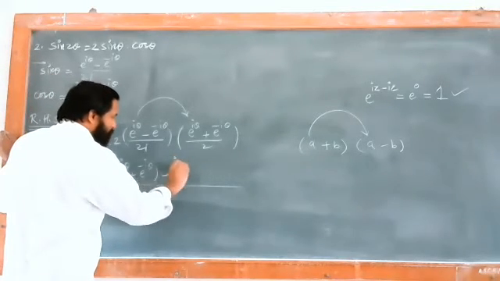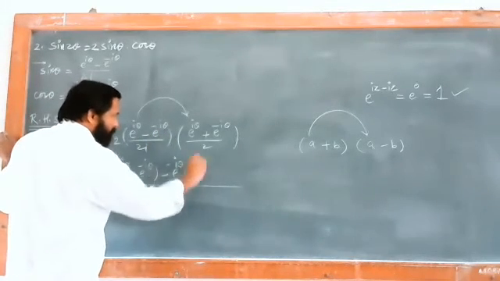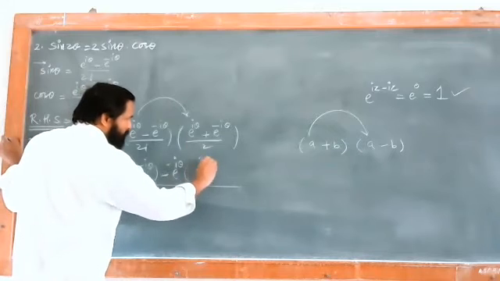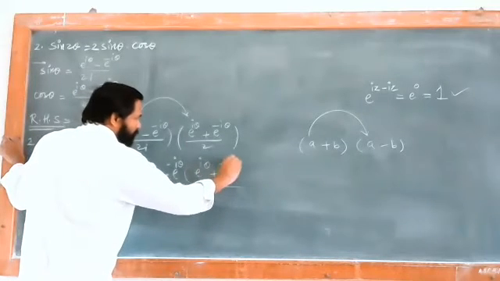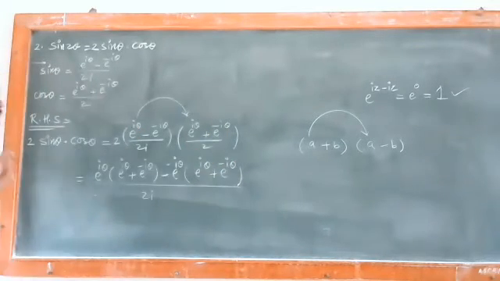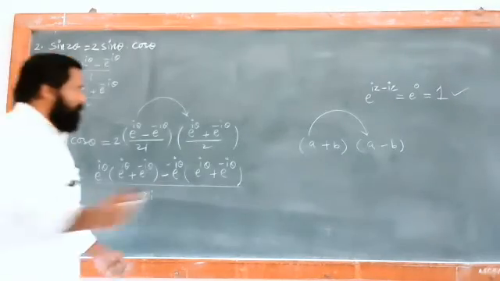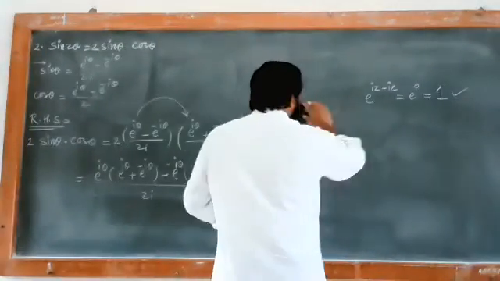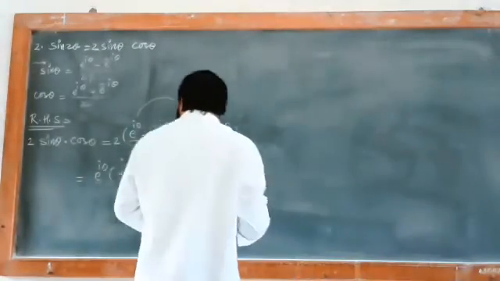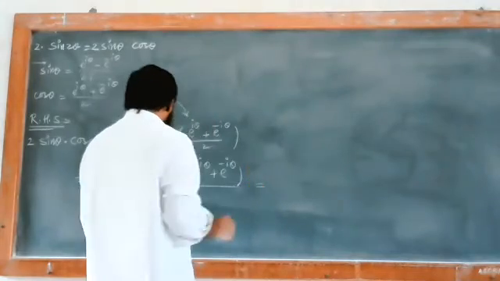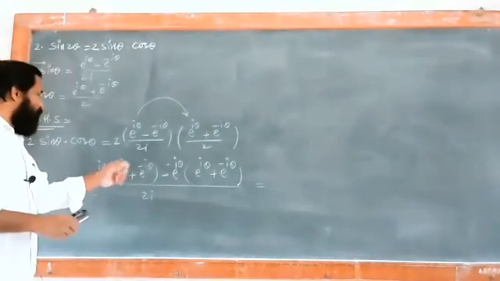This e raised to minus I theta, this term should be multiplied with this bracket, that is e raised to I theta plus e raised to minus I theta. And now we'll have the simplification, and I can write it like this: e raised to I theta into e raised to I theta.